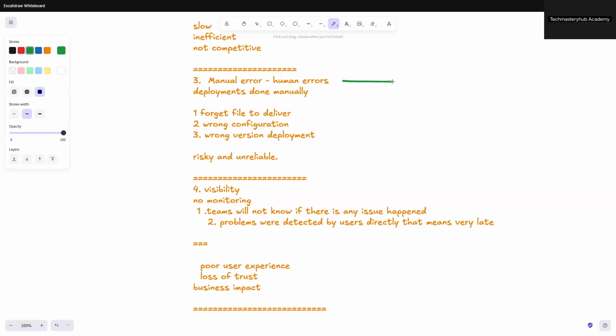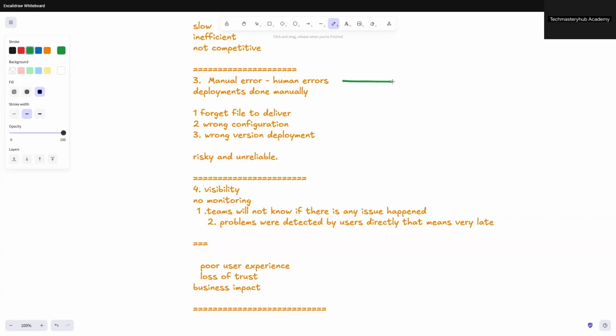Now the third problem is human errors because of the manual work. When deployments are done manually, something can go wrong, right? Someone might forget a necessary file to deliver to production. Or someone might use a wrong configuration in production. Or someone might deploy a wrong version to production. Or sometimes even unnecessary authority will be revoked. Any small mistake can cause a major production failure.